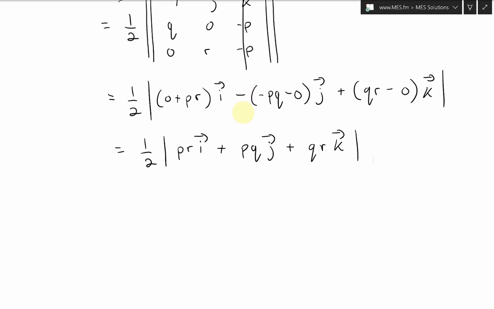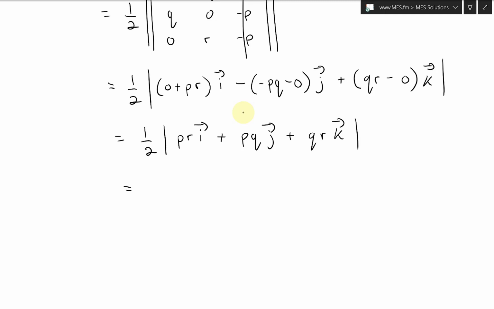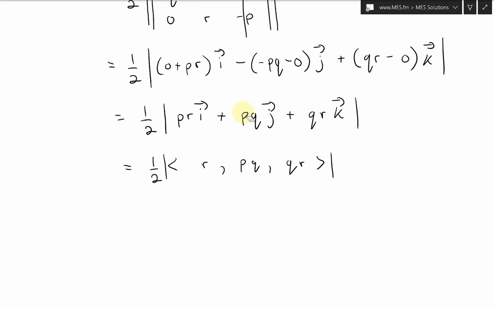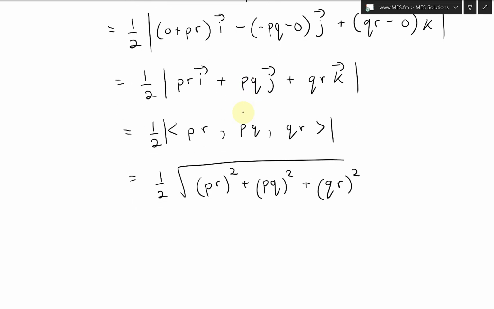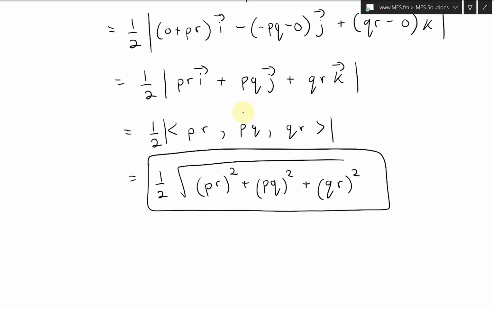And then just for completeness, because the other one we wrote it all in the component format as opposed to the standard basis one, even though this one's pretty straightforward, it's going to be PR, PQ, and then QR. Just because we did it for all the other ones, it's the length. So this equals 1/2, and then the square root of everything, PR squared plus PQ squared plus QR squared, like that. And yeah, we could just keep it like that. That's pretty straightforward. So that's the length.